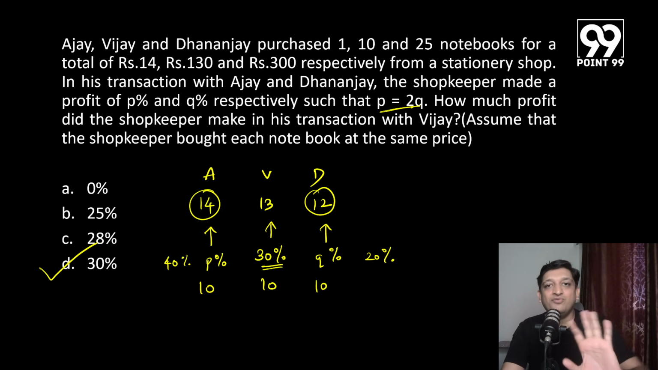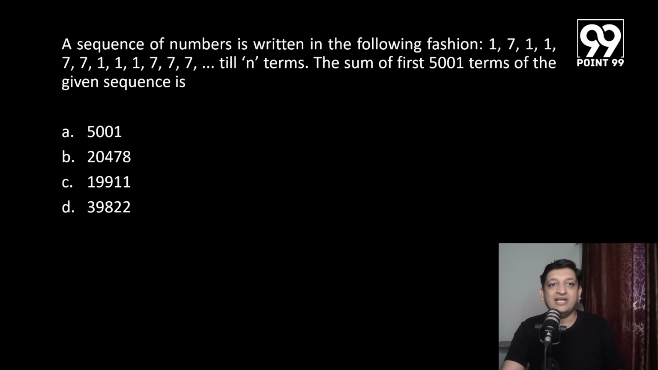You don't need to solve for anything else. Just need to look at P, Q and logic. 10 becomes 12, 10 becomes 14, 20%, 40%. It fits P equals Q. That should be our answer. Now let's look at this one. Again, try this out on your own and then have a look at the solution.